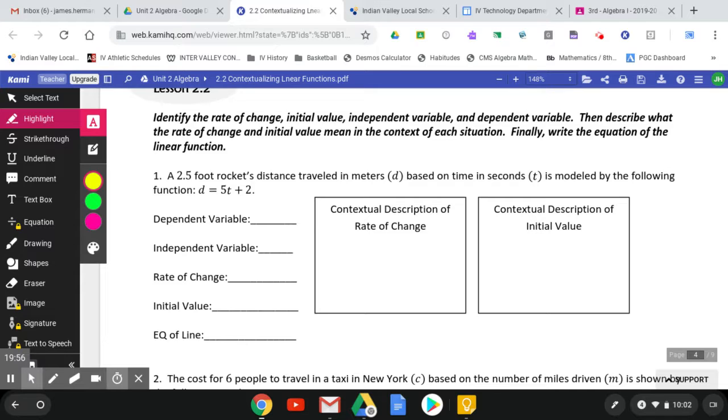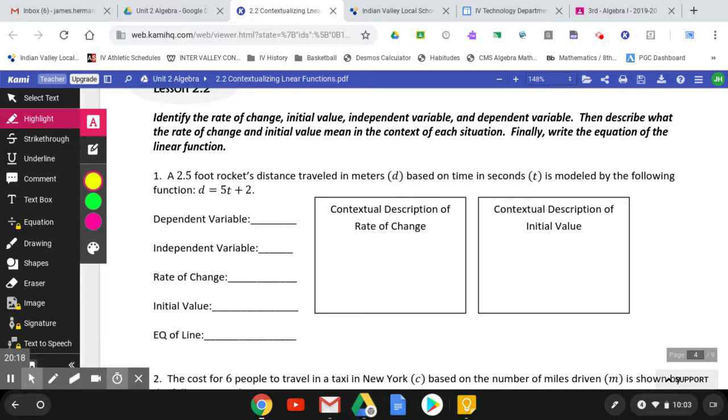How many parts are there? Four. We got our output, our rate of change, our input, and our initial value. If you can figure out what those four things are, then we can look at the context of the situation and say, this is what this is, this is what that is. And then we can come up with the equation of the line.